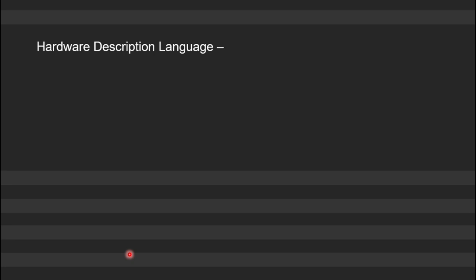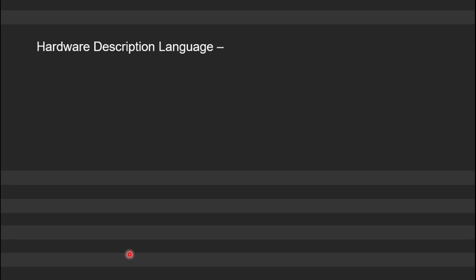HDLs provide a means for engineers to describe the behavior and structure of electronic circuits at various levels of abstraction. The range of abstraction can go from high level behavioral description to even low level gate level representations. Now the question arises, why were HDLs developed, right?